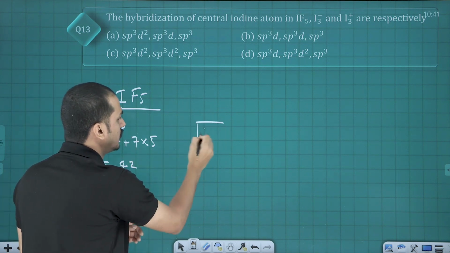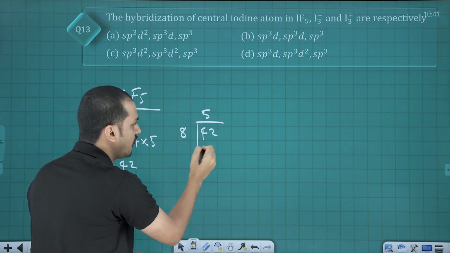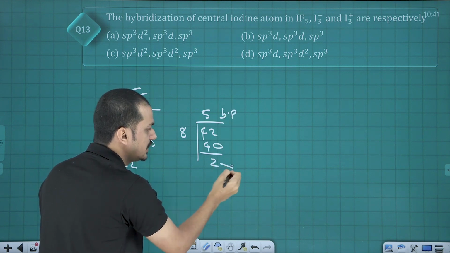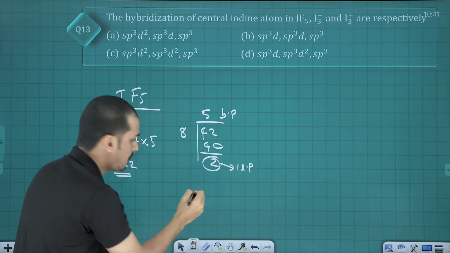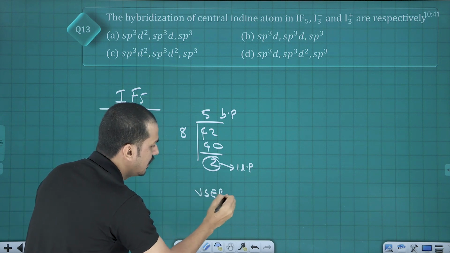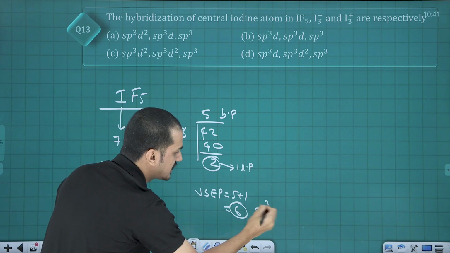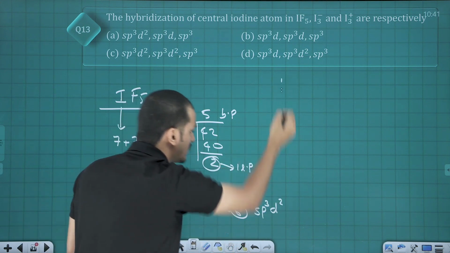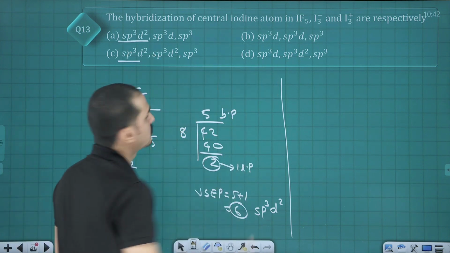So 42 divided by 8. 5 8s are 40. Remainder is 2. So 5 bond pair, and the 2 we have to make into a pair, 1 lone pair. So bond pair plus lone pair, that is VSEPR, 5 plus 1, so total 6. 6 means hybridization is sp3d2, 1s, 3p and 2d. So the first should be sp3d2. Like that 2 options are there.